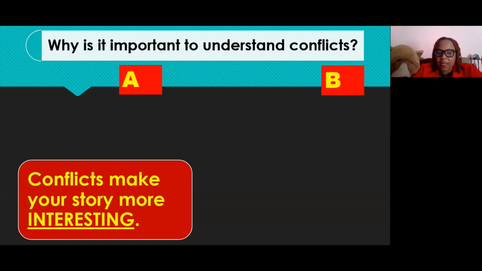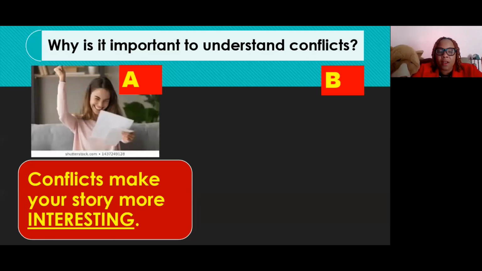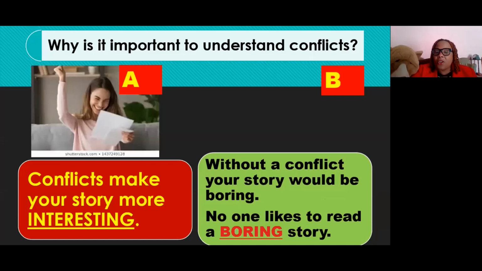Without a conflict, your teacher's going to look like this. With a conflict, your teacher's going to look like this. They're going to be excited to see your story. So when you hand in your work, they're going to be like, wow, what a great piece. Now, without a conflict, your story would be boring. No one likes to read a boring story.